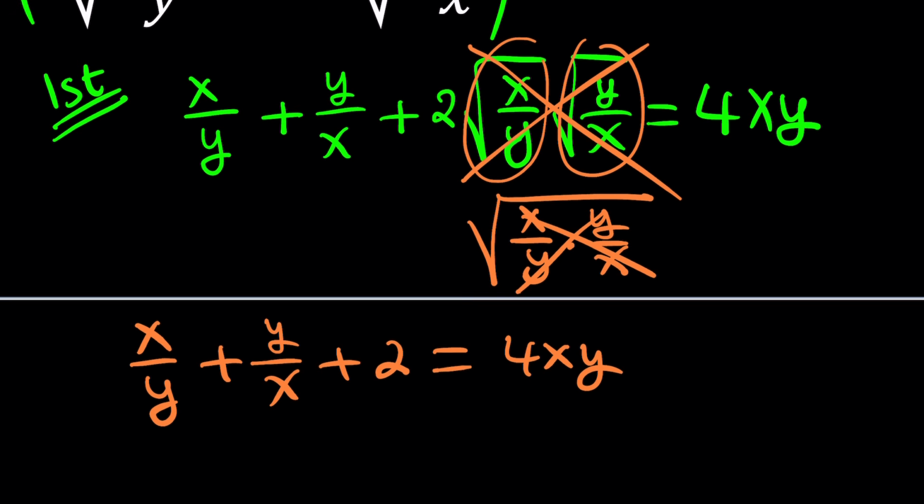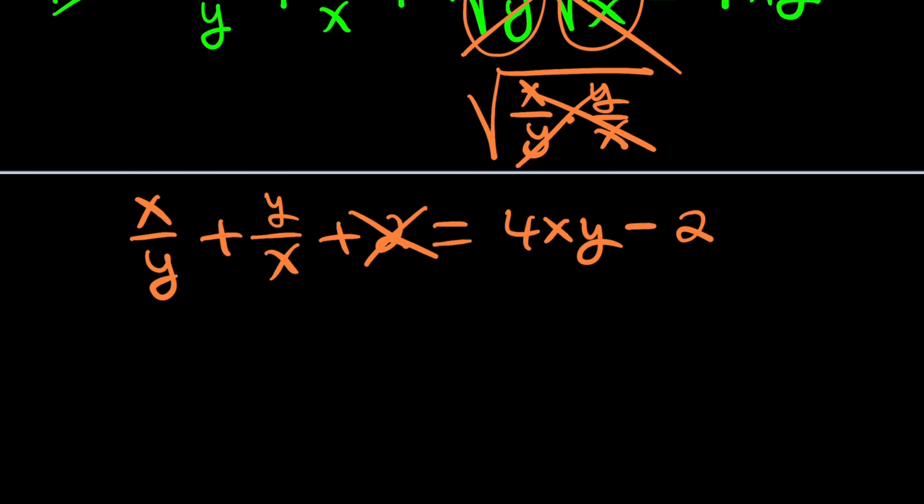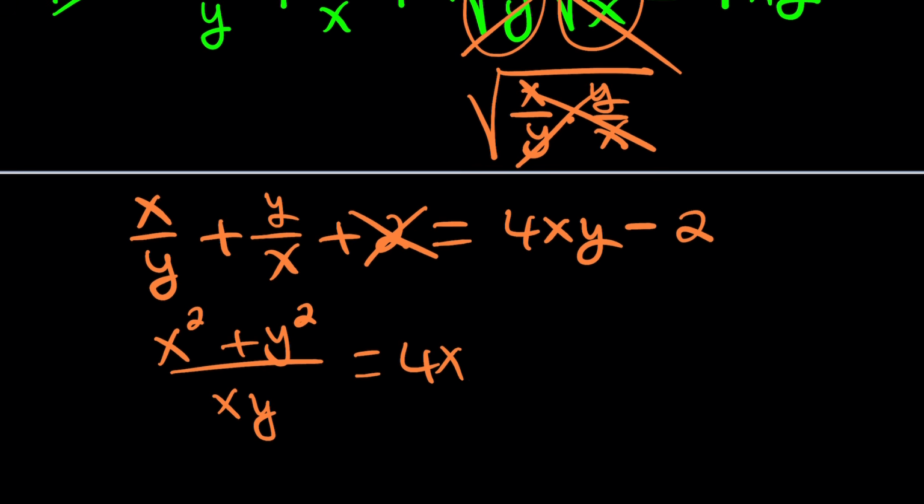At this point, it may not be clear how we're going to solve for y, right? But notice that we can make a common denominator, can't we? You can do this in different ways again. Let's subtract 2 from both sides first. That's probably going to be easier, so we don't have to deal with an extra denominator. Now make a common denominator. x squared plus y squared divided by xy is equal to 4xy minus 2.